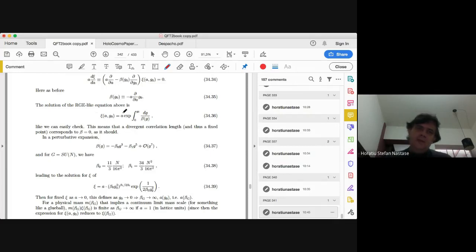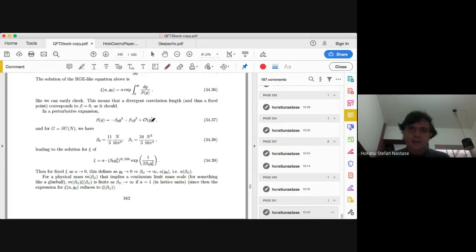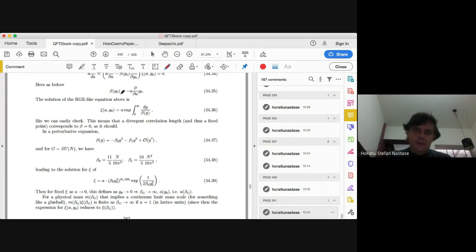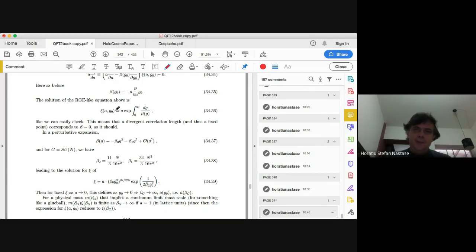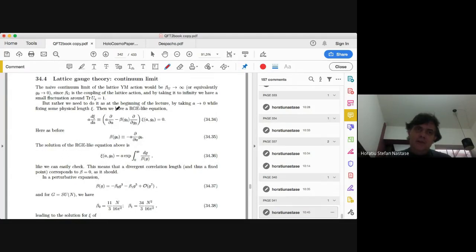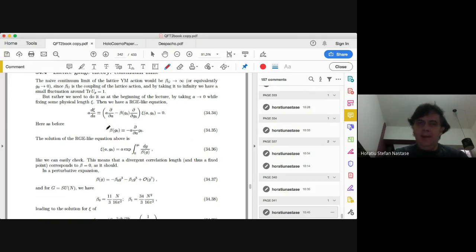And the solution of this, as before when we wrote these kinds of RG equations, is that xi of a and g0 is a times the exponential of the integral from 0 to g0 of dg over beta of g. We also see that beta equal to 0, meaning being at the fixed point, gives divergent xi. Beta equal to 0 means this integral is infinite, the exponent is infinite, and therefore xi is infinite. And xi is any length scale, but in particular the correlation length, which is infinite at the fixed point.